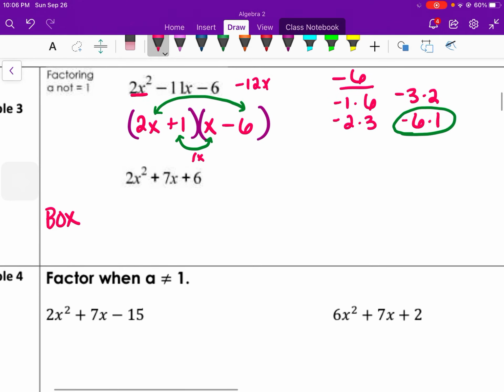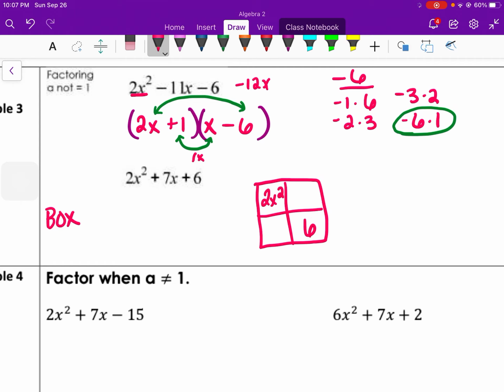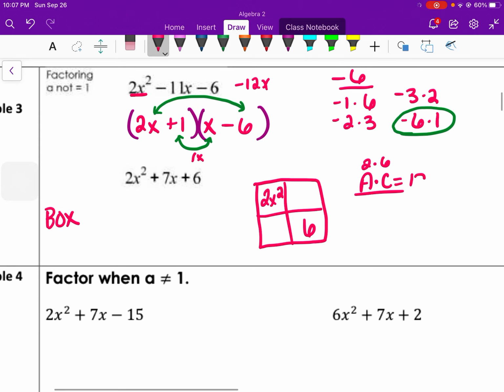So the box method has specific steps you can follow. First, in the box method, you need to draw a box. Step 1, make it a 2 by 2 box. You put your first term, 2x squared, right here, and you put your last term in the last spot. And then you find factors of a times c. So you take these two numbers and multiply them together. In this case, it would be 2 times 6, so you'd have 12.